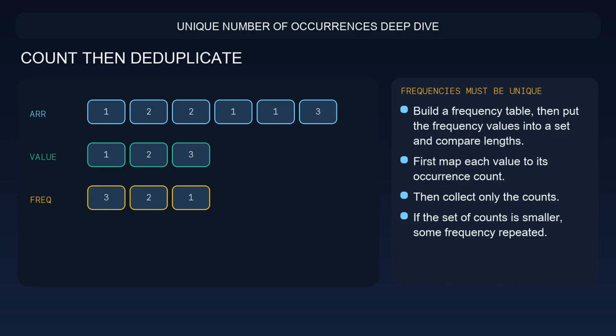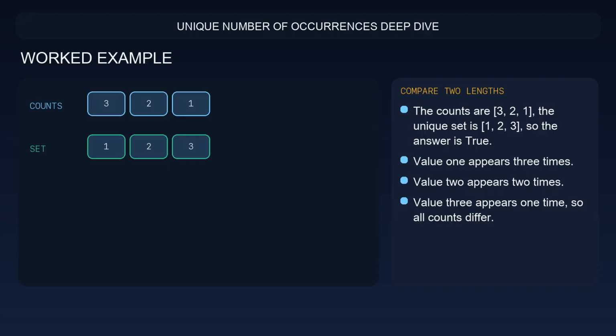So in practice, first map each value to its occurrence count, then collect only the counts, and if the set of counts is smaller, some frequency repeated. The worked example shows that we do not need pairwise comparisons. We only need to know whether converting counts into a set loses anything. The counts are 3, 2, 1, the unique set is 1, 2, 3, so the answer is true.